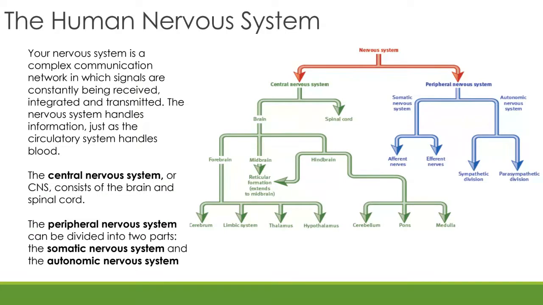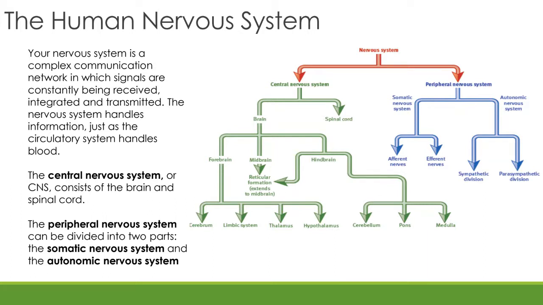What you'll see next is a little structural diagram of how the nervous system works. Okay, so there's our nervous system, and it's laid out for us. Your nervous system is a complex communication network in which signals are constantly, all the time, we're always receiving information from the environment. Signals are being received, integrated, and transmitted. Just like our heart pumps our blood through our body and our blood vessels transmit blood from our heart to our organs, the nervous system does the same. It processes information.